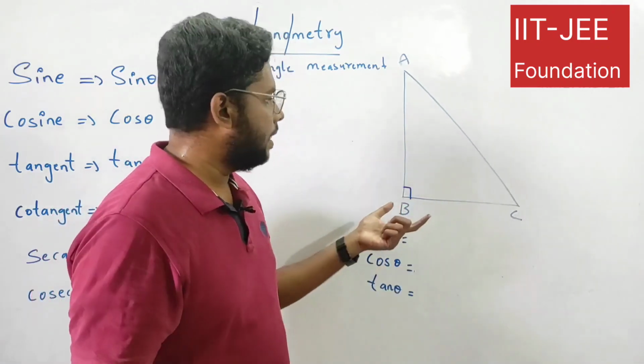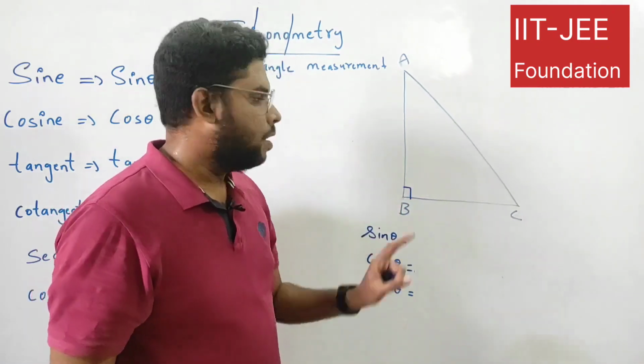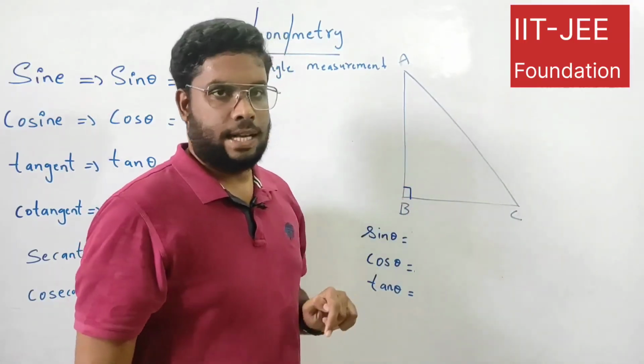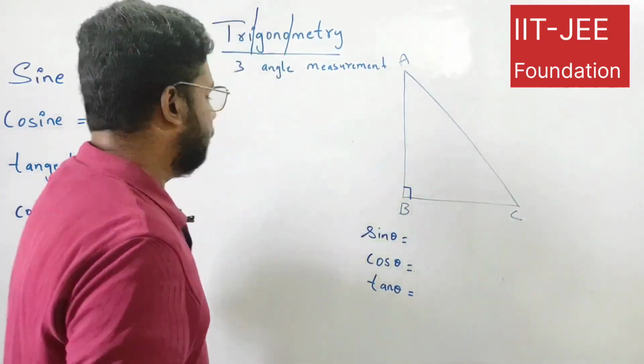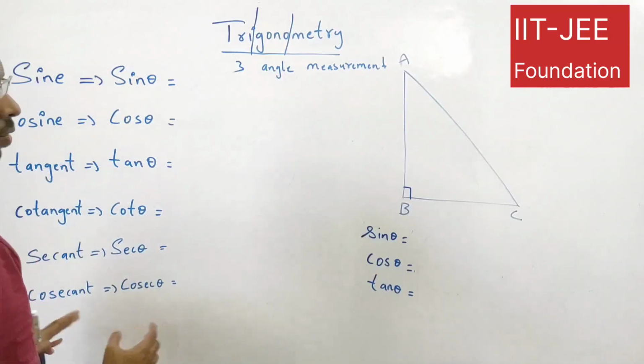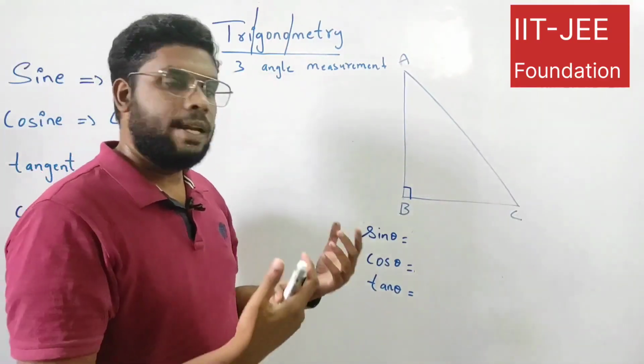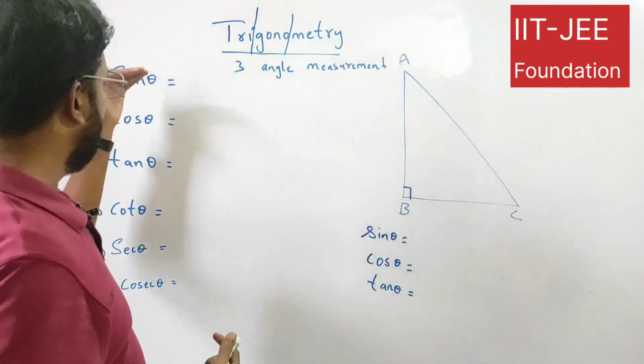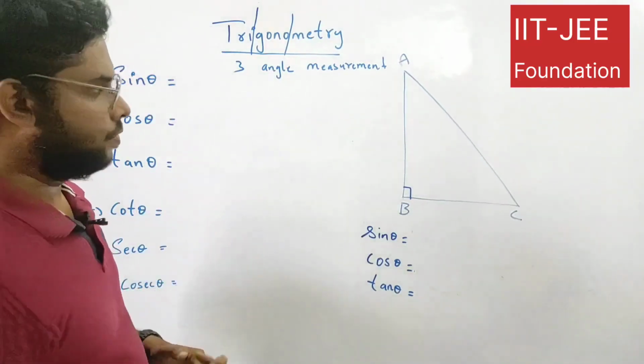So what is a right angle triangle? A triangle in which one angle is 90 degrees is known as a right angle triangle. Before going to the trigonometric ratios, first we will become familiar with the right angle triangle. Then we will introduce these trigonometric ratios one by one.